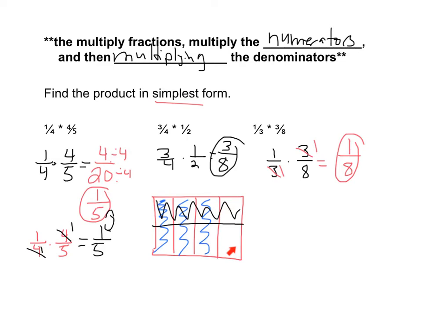But really what I want to look at when I'm multiplying is where did I color twice? So in this case, I colored twice here, here, here, or 3 out of the 8 pieces. So same thing with the 1/3 and 3/8.